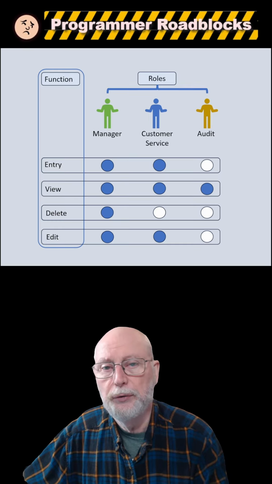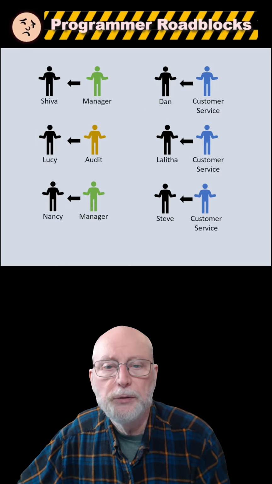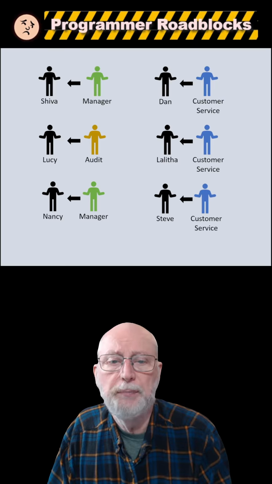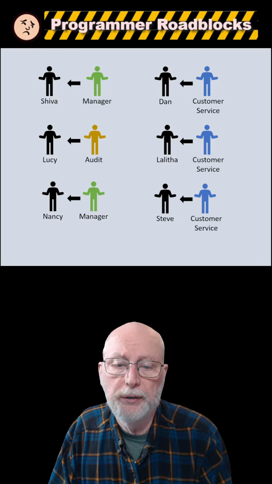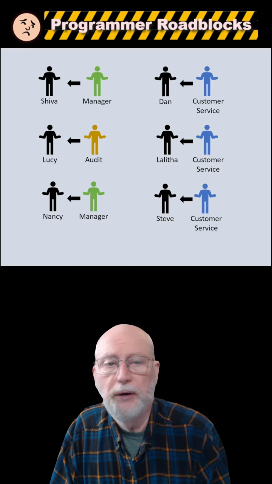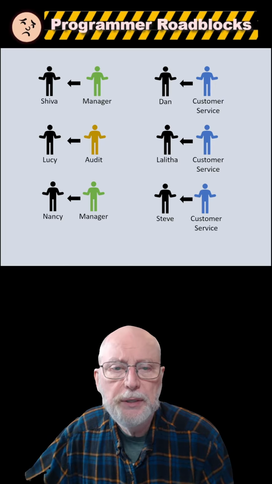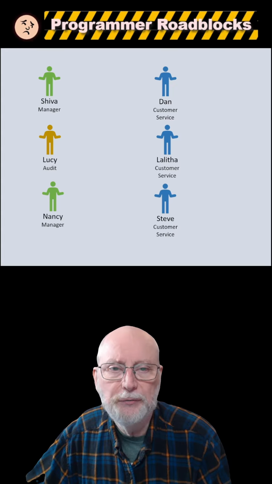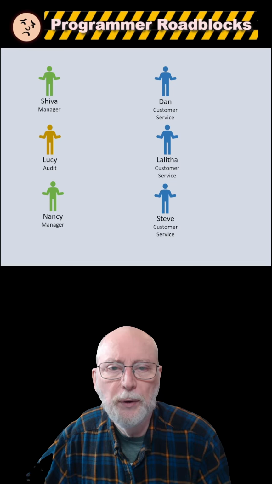So let's go through how this is set up. Each person here is assigned a role. So Shiva is a manager, Lucy is an auditor, Nancy is a manager, Dan, Lalitha, and Steve are CSRs. Now, as we see, when this gets applied, they look like this on the screen here. I'm just using color to help differentiate and make it clearer on what's going on.